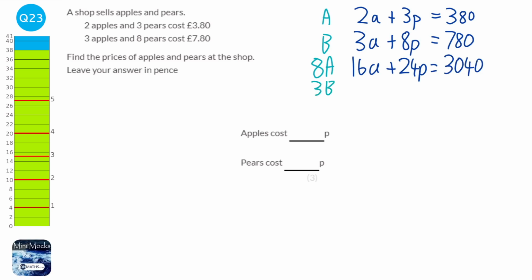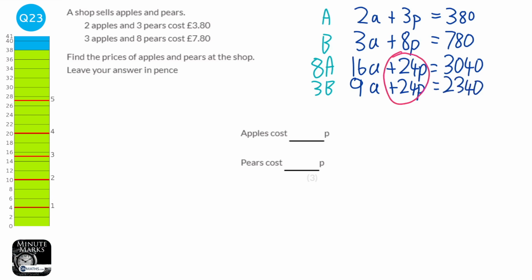And we're going to do the same with b, but this time we're going to times it by 3, so we're going to have 3b. And we're just going through everything here and we're timesing it by 3. So 9a plus 24p, which is good, that's what we wanted. And 780 times 3 is 2,340. So now we've got both of these the same coefficient.